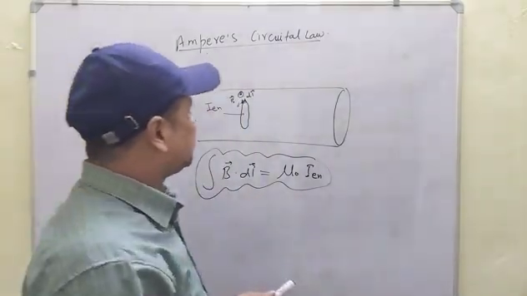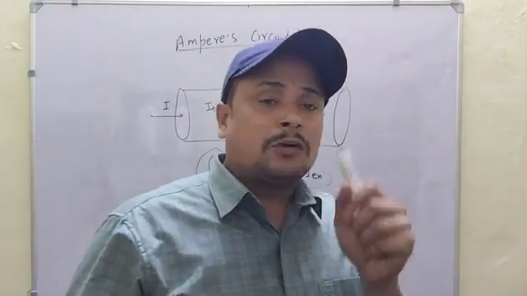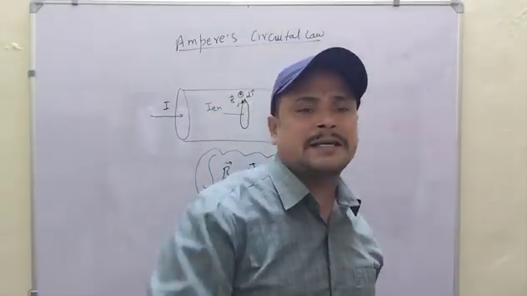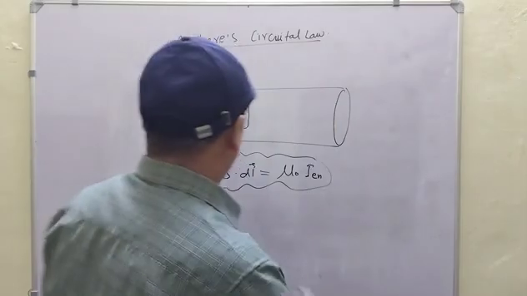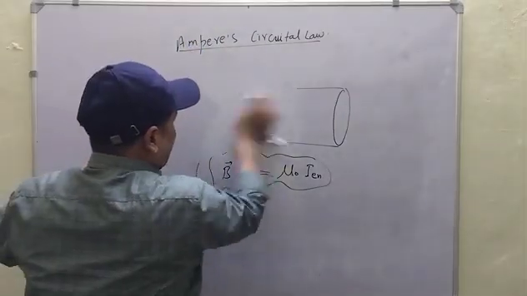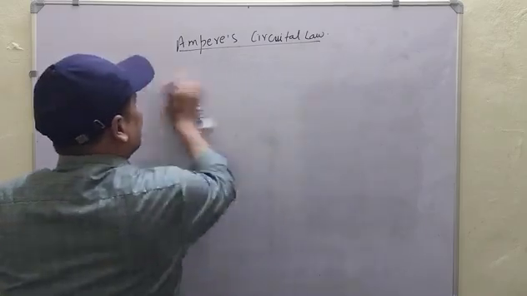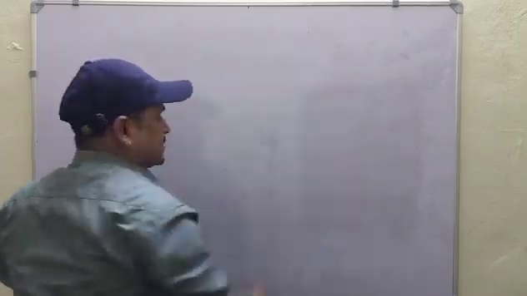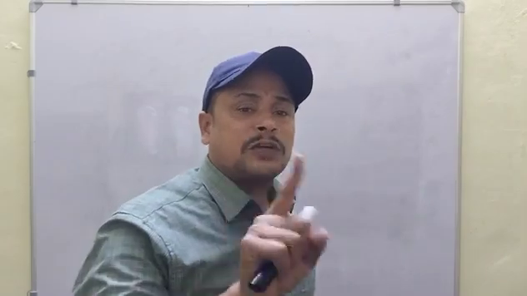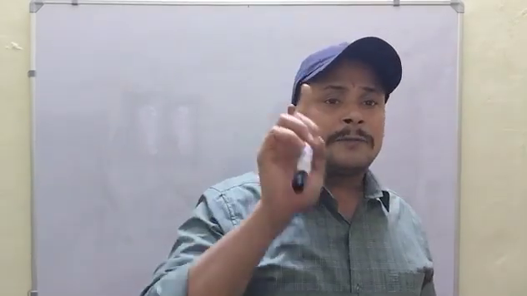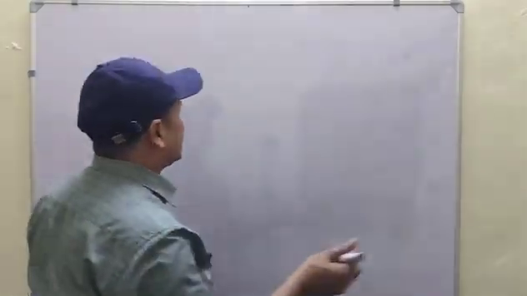After that we are going to discuss one of the applications of Ampere's circuital law. A number of applications are there, but in this lecture we will see only one application, that is the magnetic field due to an infinite length current carrying conductor, or straight current carrying conductor.